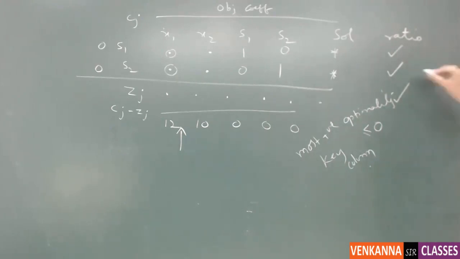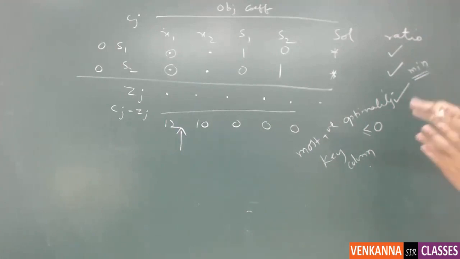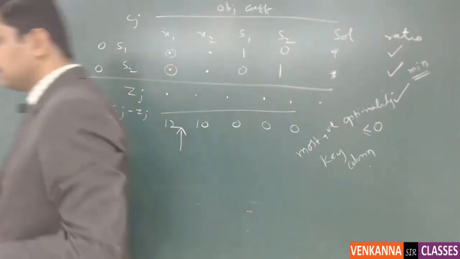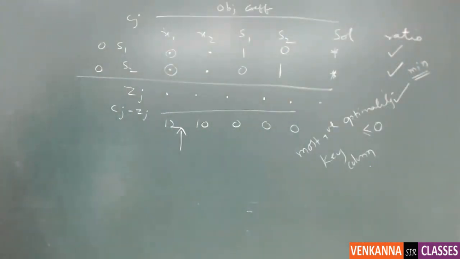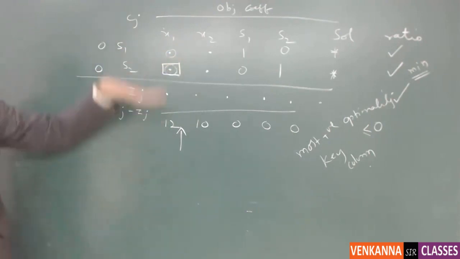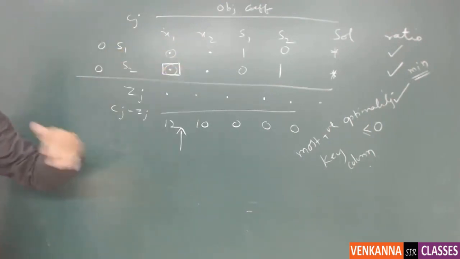Among the ratios, I am always taking the minimum ratio because this is the minimum criteria to fulfill all the constraints. That was the logic. So the corresponding row will be highlighted. The pivot element is taken. Rest of the procedure you know how to build the table.